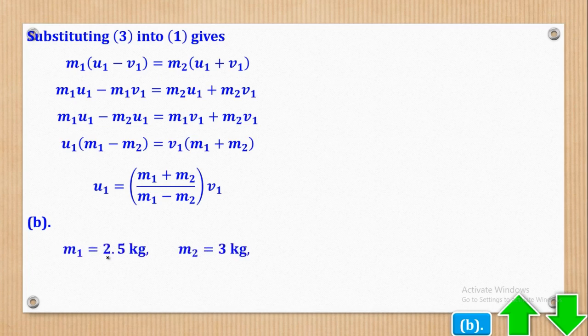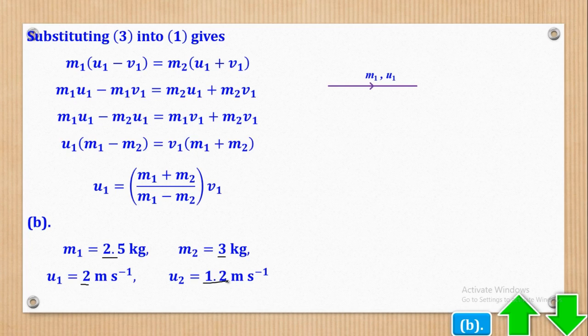So yeah, first of all, we shall interpret what is given. M1 is 2.5 kilograms and M2 is 3. Corresponding velocity, U1 is 2 and U2 is 1.2. So the first thing to do is to make a simple sketch of the interpretation.